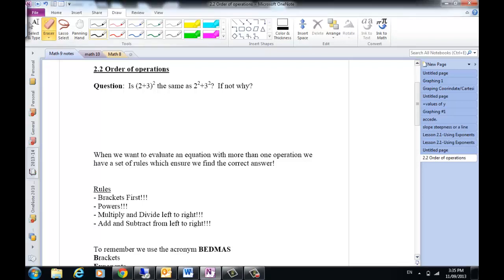So today we're going to look at our second lesson of exponents, and we're going to be looking at the order of operations, BEDMAS. Okay, so we're going to be using BEDMAS. And so my first question for you today is: is 2 plus 3 all squared the same thing as 2 squared plus 3 squared?